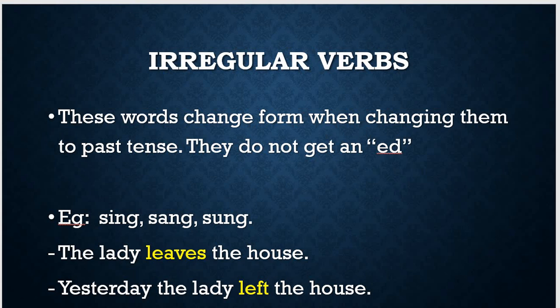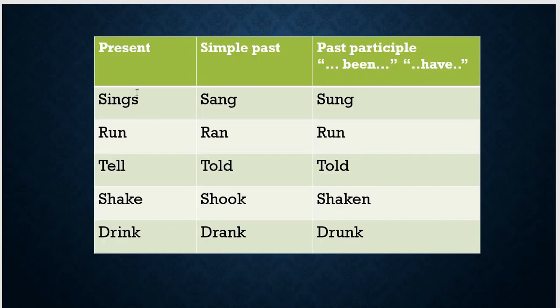Moving on to irregular verbs. These words change form when we change them to the past tense. They do not get an ed. For example, sing, sang, and sung. The lady leaves the house. Yesterday the lady left the house. It is not leaved. Some other examples. In the present, sings, sang, and sung.